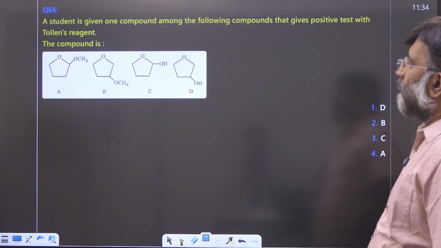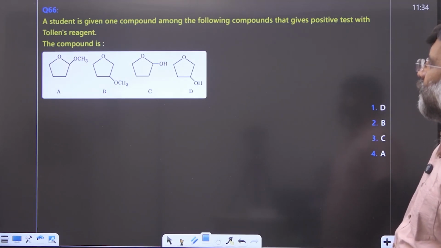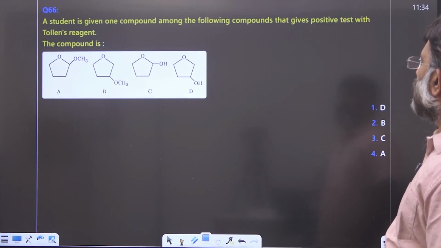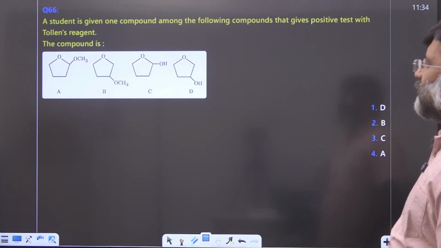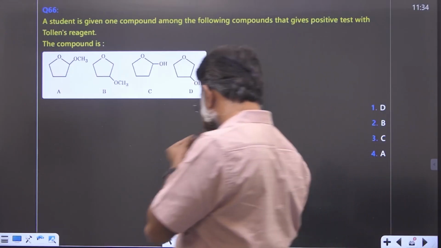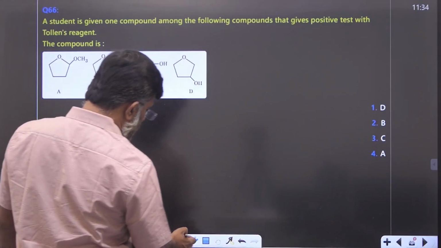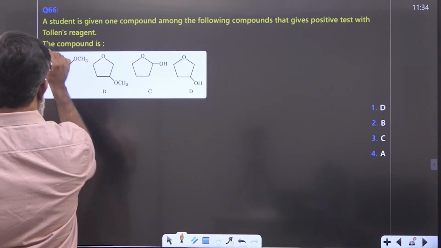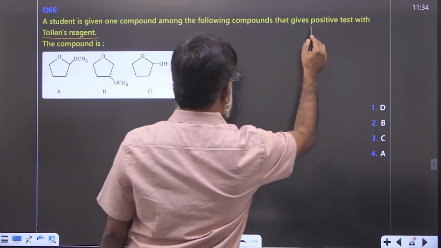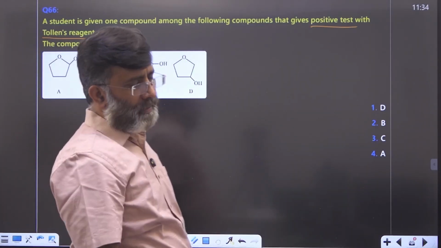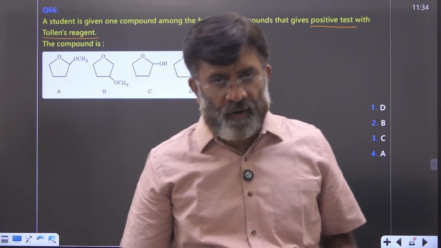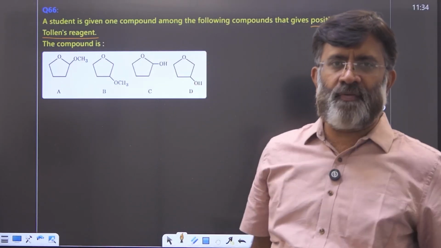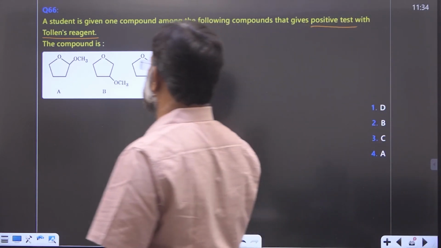66. A student is given one compound among the following that gives a positive test with the Tollens reagent. Out of A, B, C, D, which will give a positive test with the Tollens reagent? That means the one which will give you an aldehyde. That is the question.